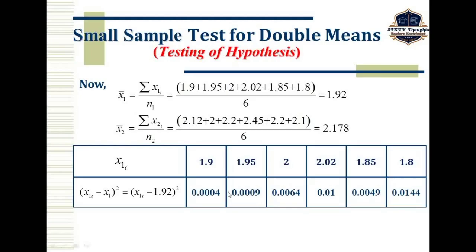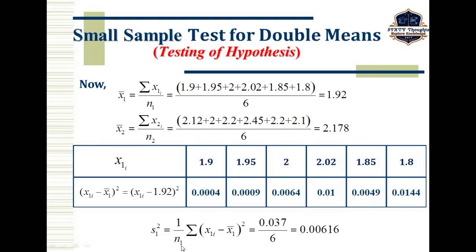Next, we add all these values. So we get the sum. That is nothing but s1 square equal to 1 by n1 sum of x1 minus x1 bar whole square. Adding these six values, we get the sum of x1 minus x1 bar whole square, that is 0.037 by 6. Using the calculator, we get 0.00616.